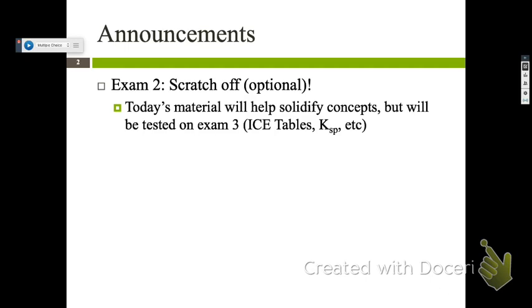If you do better on that portion of the exam, the group stage, than your individual exam, it counts as 10% of your exam. If you do worse on it, or you decide not to take it, then it doesn't count at all. Then your exam score is your exam score.